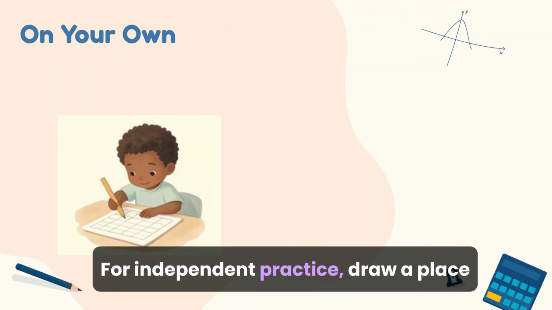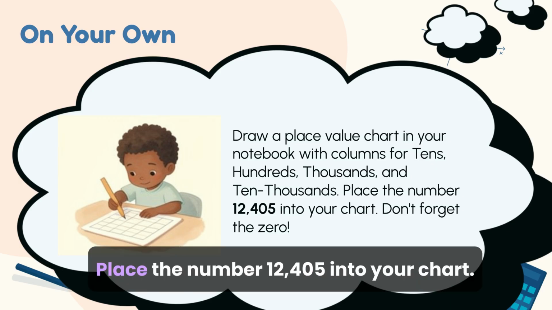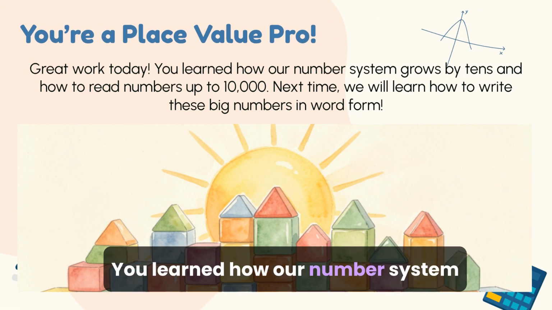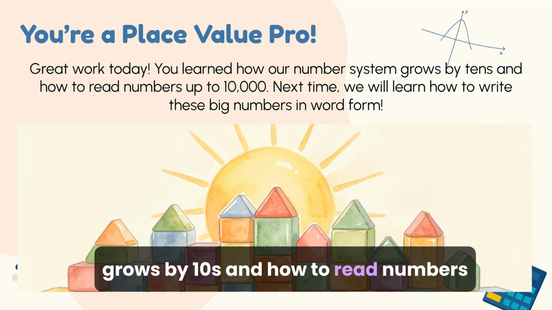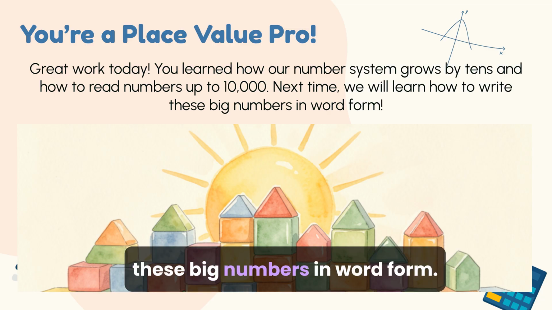For independent practice, draw a place value chart in your notebook for numbers up to 10,000s. Place the number 12,405 into your chart. Be sure to include the 0. Great work today! You learned how our number system grows by tens and how to read numbers up to 10,000. Next time, we will learn how to write these big numbers in word form.